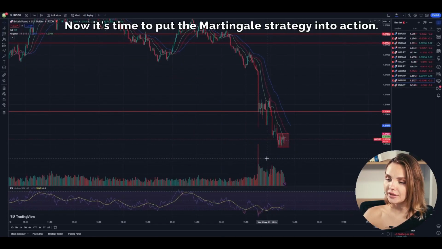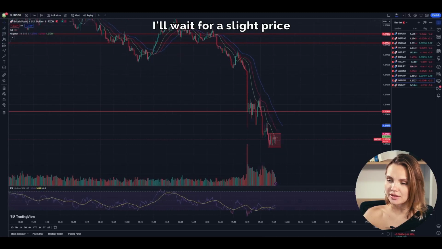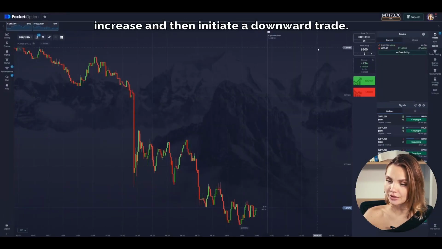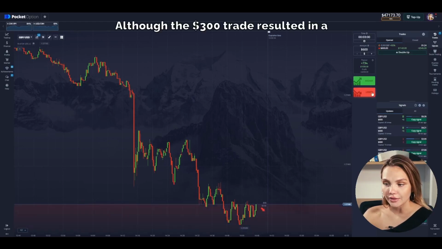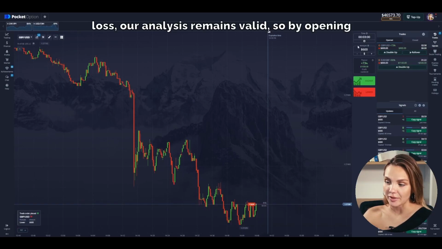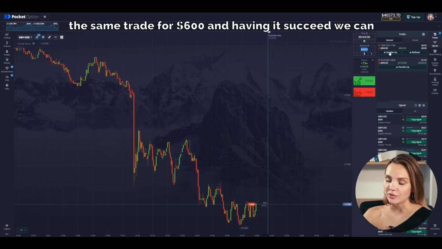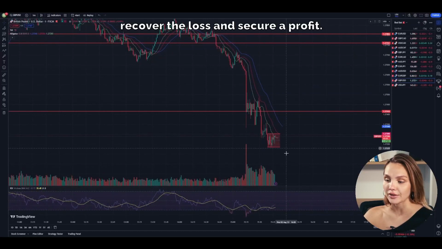Now it's time to put the martingale strategy into action. I'll wait for a slight price increase and then initiate a downward trade. Although the $300 trade resulted in a loss, our analysis remains valid, so by opening the same trade for $600 and having it succeed, we can recover the loss and secure a profit.